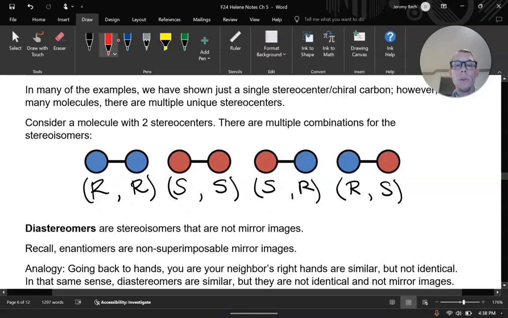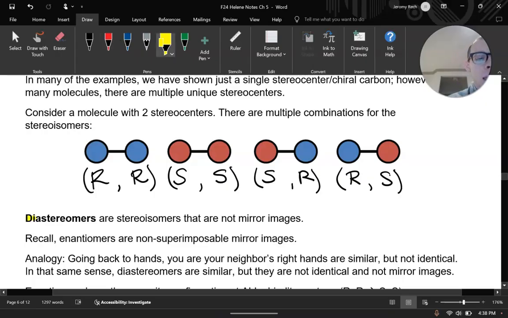We're going to introduce a new term. And our new term is going to be a diastereomer. And a diastereomer is going to be a molecule that is a stereoisomer. However, it's not going to be a perfect mirror image.